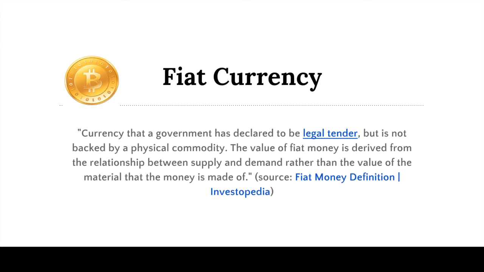Fiat currency is legal tender as determined by a government. The value of this currency is determined by supply and demand as opposed to a commodity or material that the money is made of, such as with the gold standard. This is why you may hear a statement like, "The yen is strong against the US dollar this week." Depending on political, social, and economic situations in a country, that country's currency can fluctuate. Most, if not all, currencies are still compared against the US dollar.